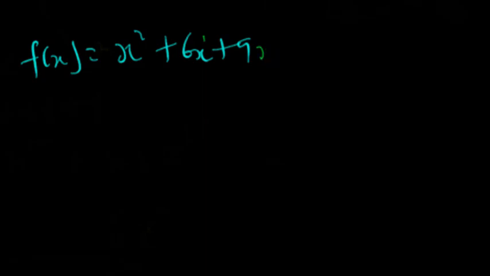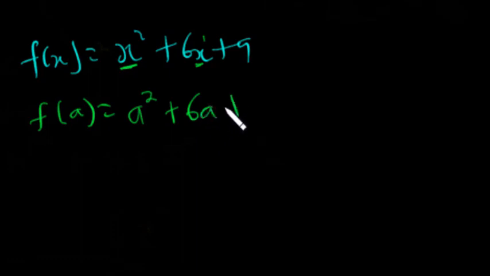Okay, what we're trying to look at here is that if I write f of a, you are to put a in place of where you have x. That is, now the function is made up of a, or the value of x is a. So where I see x, I put a there. So f of a is going to be a squared plus 6a plus 9.